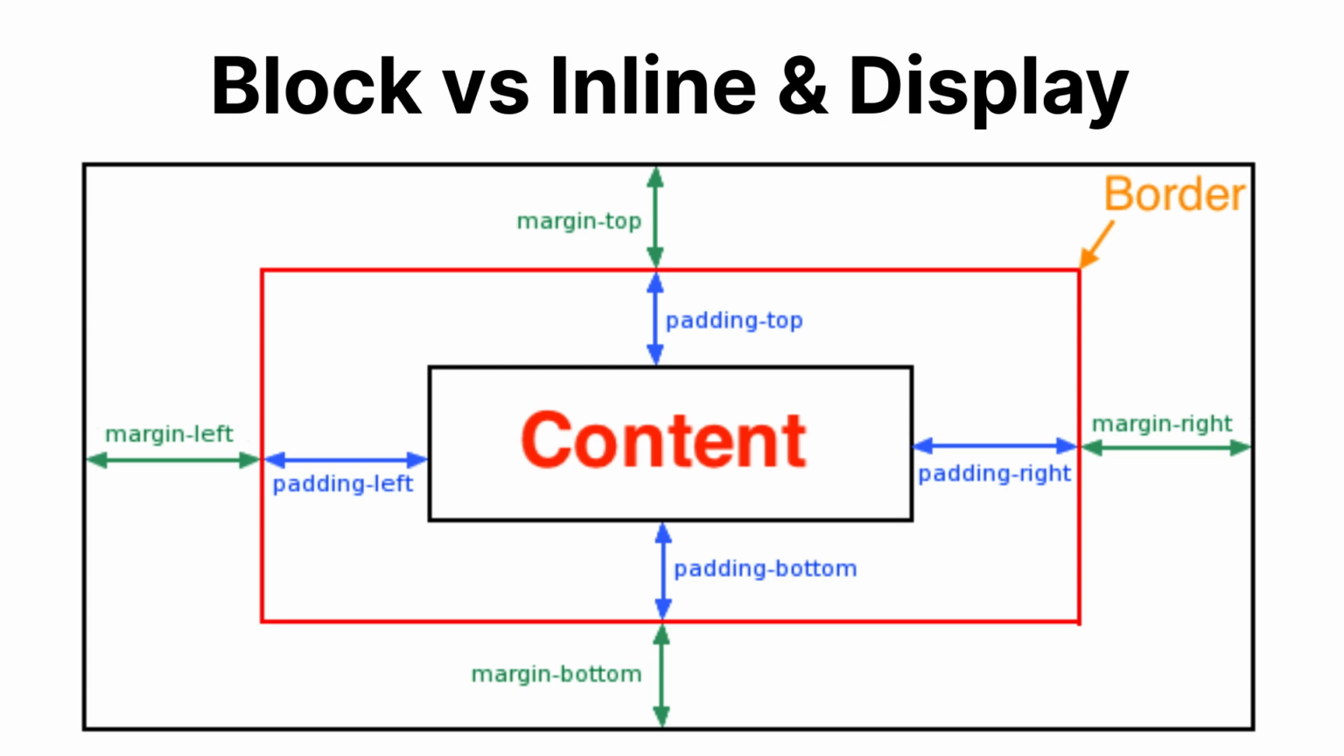For example, if you place a strong tag inside a paragraph, it will just bold the text and flow within the sentence. But if you change it to display of block in CSS, it will suddenly jump to its own line and act like a box. Understanding this difference is critical because when you start building layouts, you need to know which elements will stack vertically, which will sit side by side, and how to switch between those behaviors with CSS. This knowledge makes positioning and designing pages much more predictable and professional.